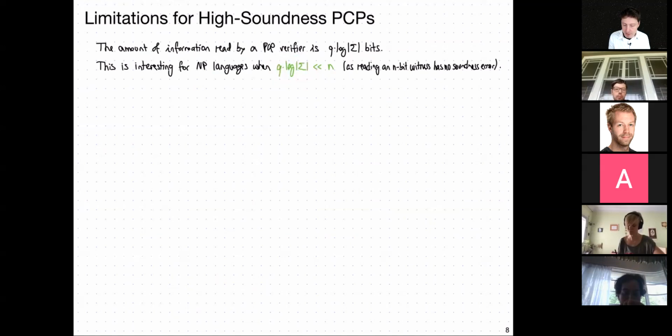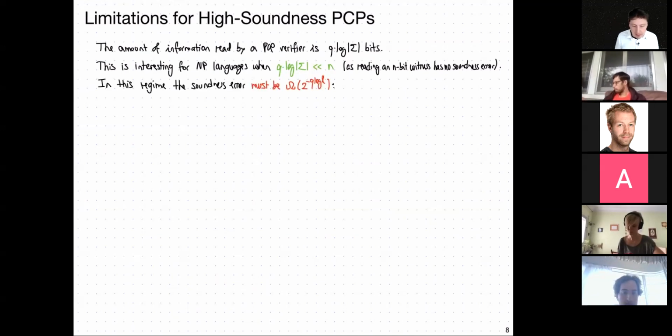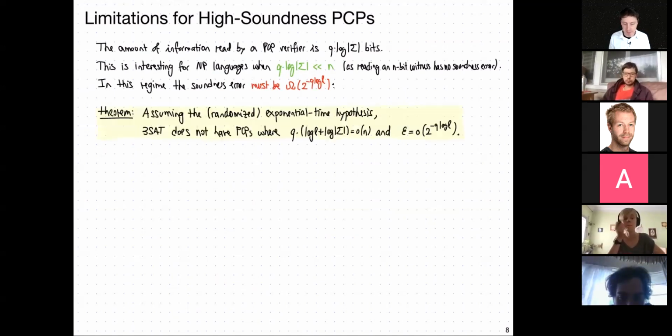So we should think about Q log sigma being much smaller than n, say Q root n or something like that. In this regime, the soundness error we're going to prove must be 2 to the minus Q log sigma, all right? Why? Because we're going to prove this theorem. It's a pretty nice theorem.